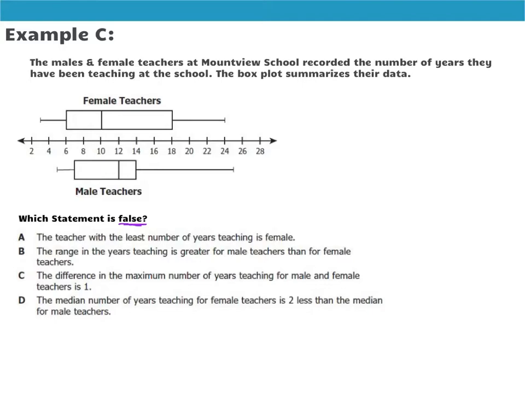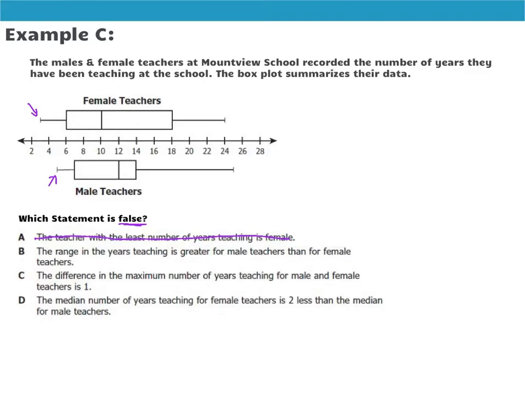So let's start with A. A says the teacher with the least number of years teaching is female. So we're going to go to the end of our graphs here, or our lower extremes. Our male lower extreme is 5. Our female lower extreme is 3. So that is true. The teacher with the least number of experience teaching is female because 3 is less than 5. So our answer cannot be A.